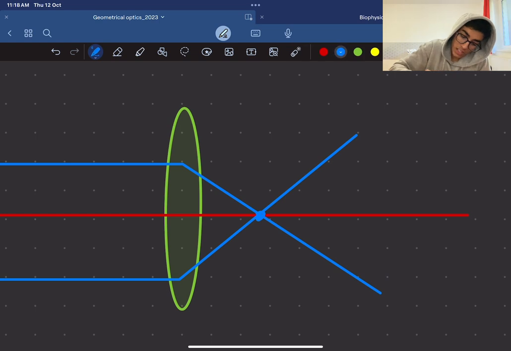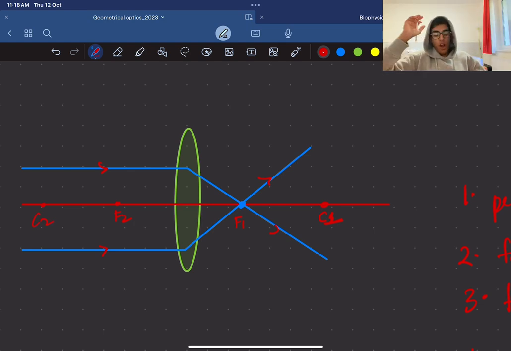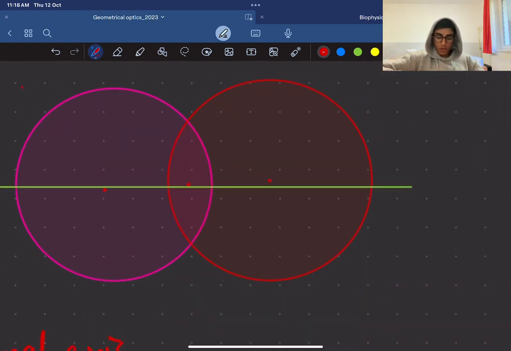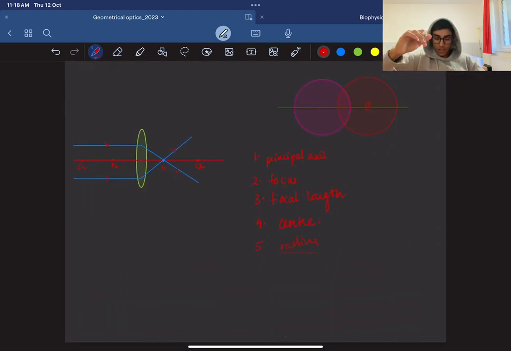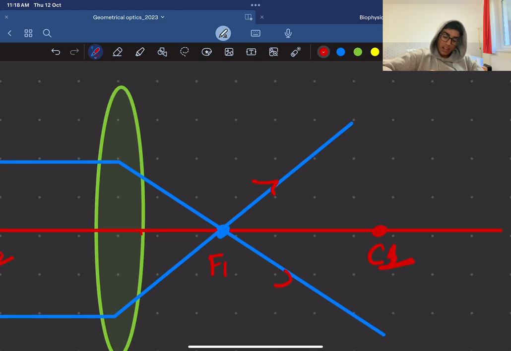If you were to pass the rays of light from there, this will be our F1, suppose, or this will be our C1. Or we can have our F2 and our C2. Okay? So that we have now. What else do we have? We have the center, which I told you about, the centers. Radius, focal length. Focal length is nothing but the distance between the lens and the focus. So that.